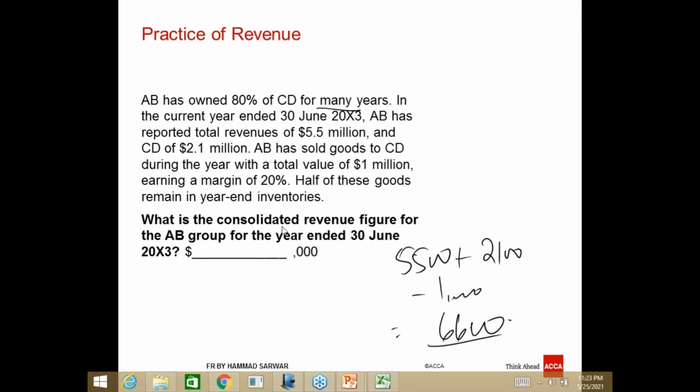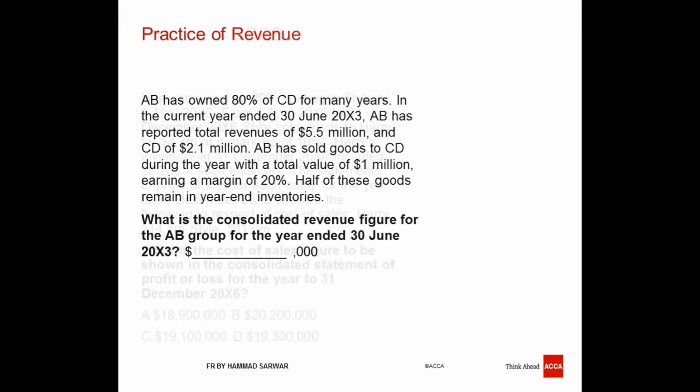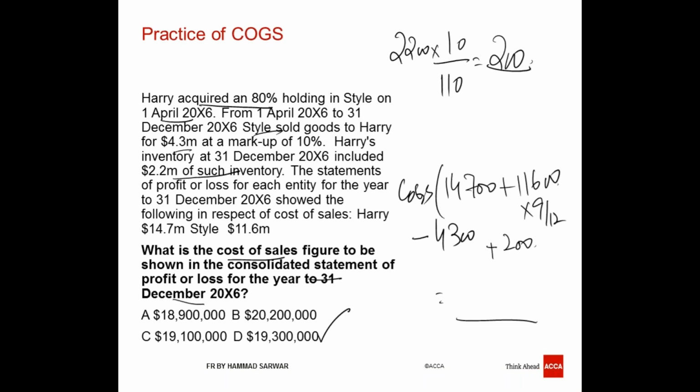Actually, we are solving this question for the revenue. Whenever we talk about the revenue, there will be no adjustment of the unrealized profit or anything in the revenue. Inventory has nothing to do with the revenue. Inventory is actually connected with the cost of goods sold. So whenever we talk about the question related to the cost of goods sold, we need to adjust it. Now, any problem in this one?